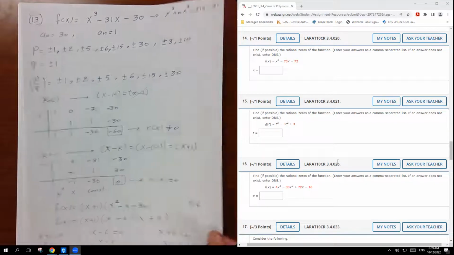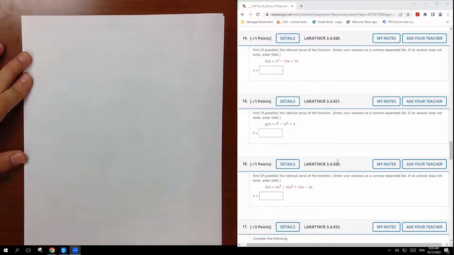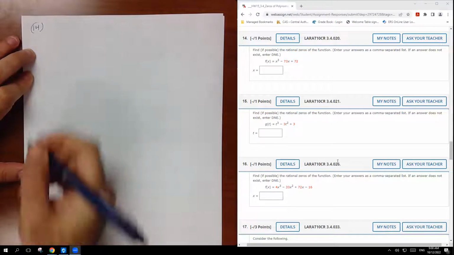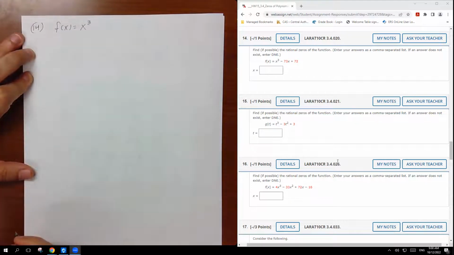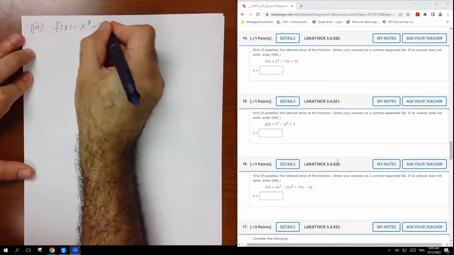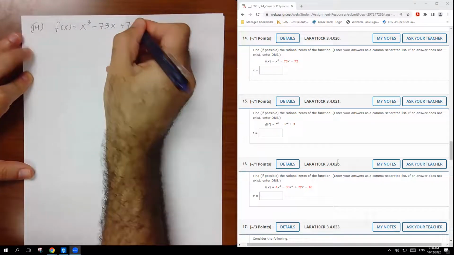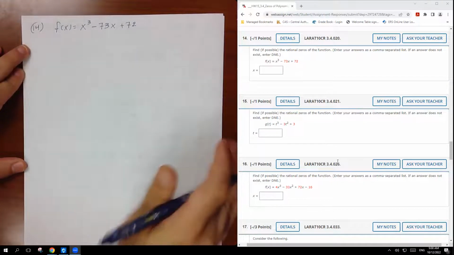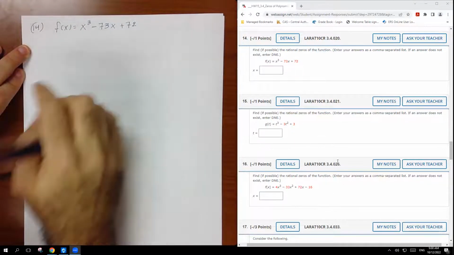We're going to do exactly the same technique. I'm telling you, I don't know the solution, so we have to work on it. Example 14 is f of x equals x cubed minus 73x plus 72. So we're going to do exactly the same technique. First of all, there's a missing term here. So when you use synthetic division, don't forget the x squared.